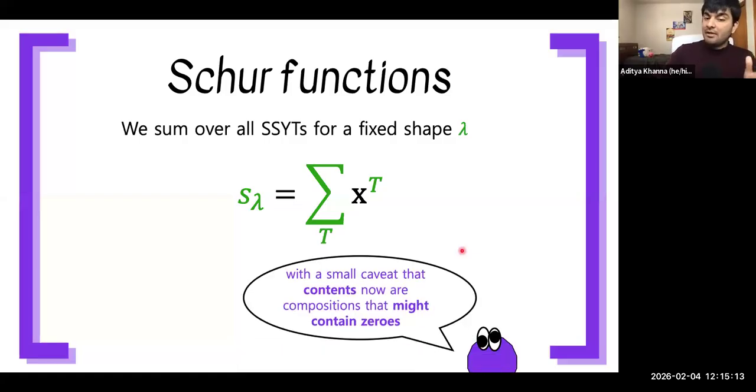But there is a small caveat: instead of filling compositions consecutively, like first I fill the ones, then the twos, then the threes, then the fours, I'm allowed to skip over some labels. So I might fill the ones, then I might fill twos, then I might not fill any threes. So in the third position, I will have a 0 in the content. So I'm allowed to have zeros in my content so as to skip over some labels.